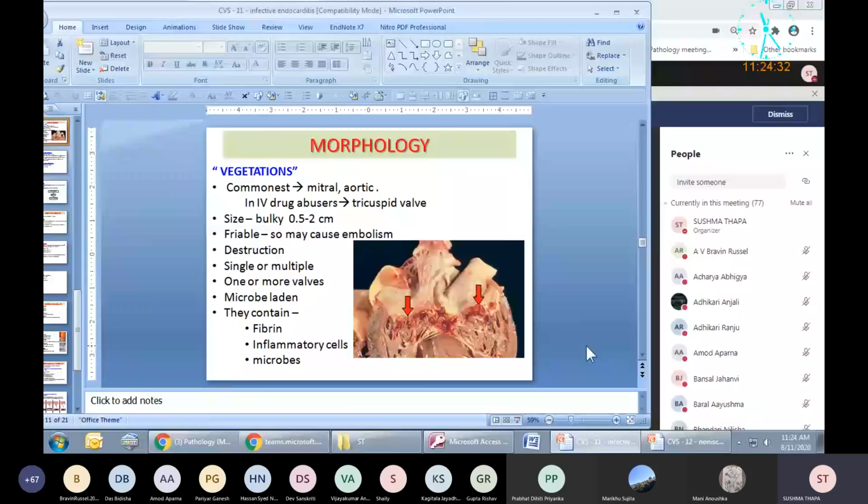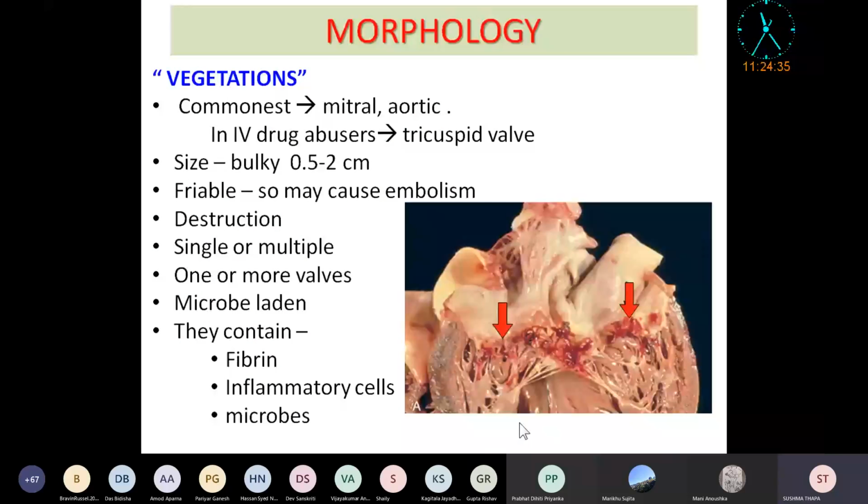So the vegetation may be single or multiple, and it may involve one or more valves, and usually that vegetation consists of the organism. So there will be presence of fibrin, inflammatory cells, along with the microbes. Those vegetations will cause destruction of the valve. They are usually friable, so they may get dislodged and go with the blood, reach the circulation, leading to embolism.